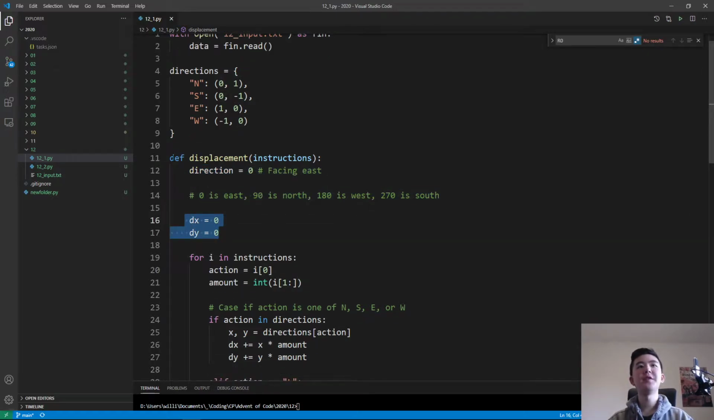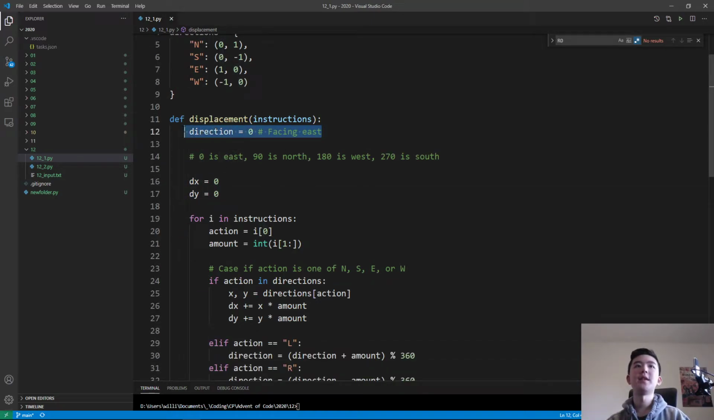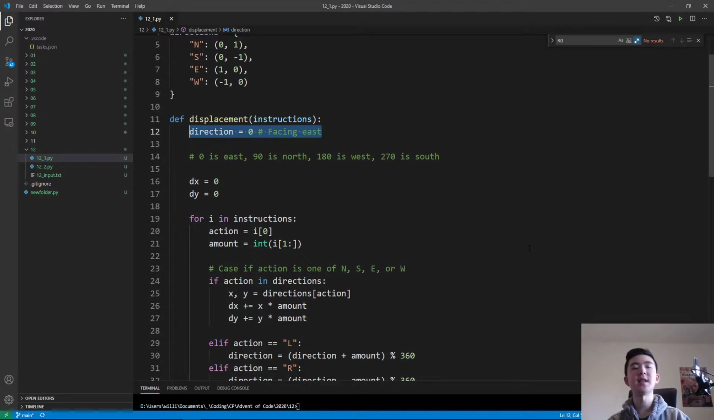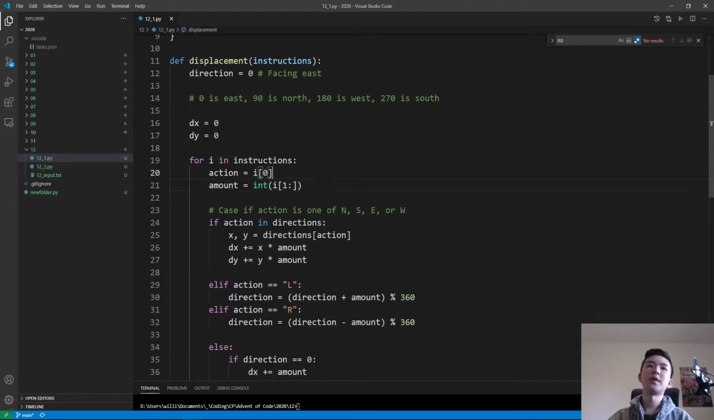I made a function that returns the displacement given the instructions. Displacement just means how far you move in the x direction and how far you move in the y direction, so we need 2 variables to store that. And then we also have a direction variable, which is which direction the ship is facing. It starts out facing east, and that's 0. We're using the complex plane convention, so 0 is east, 90 is north, 180 is west, 270 is south. And then our displacement just starts at 0 for both x and y.